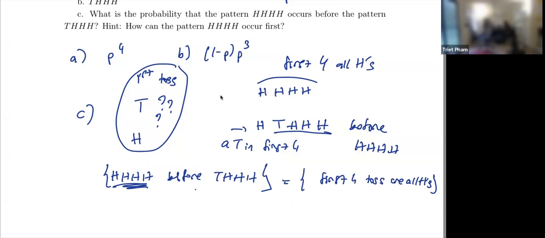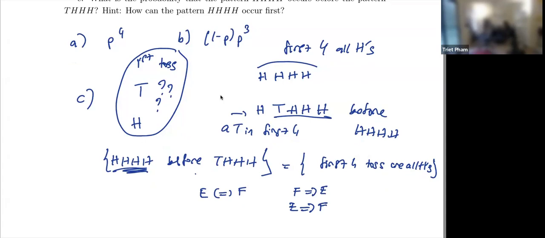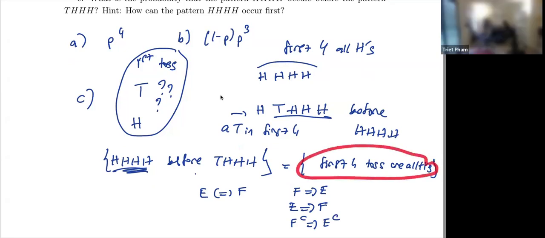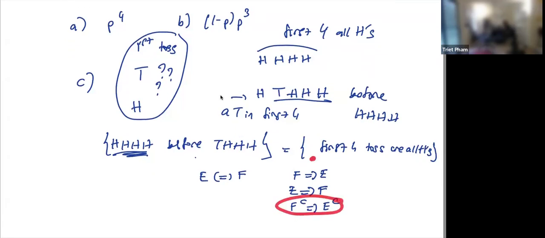Now the logic is why. To show that E is equivalent to F, you show F implies E and E implies F, or rather, not F implies not E. Clearly, the first four tosses all being heads implies this is before that. Now, of course, the crux is this: what if not all four tosses are heads?